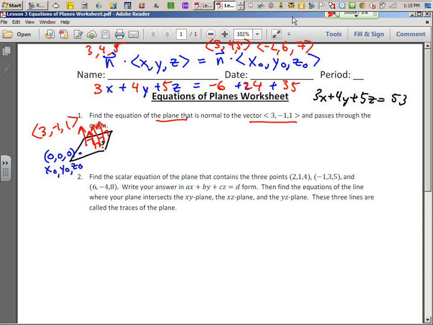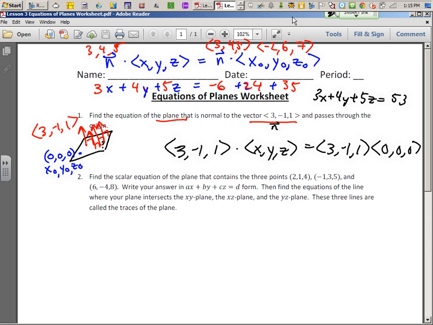Okay, so on this first one, it's really simple. You're just going to basically say, we're going to use the normal vector. This is n. We're going to dot that with x, y, z. Then we're going to take the normal vector, and we're going to dot that with 0, 0, 0. And so the answer is literally 3x minus y plus z equals 0. And that's the answer. Okay?